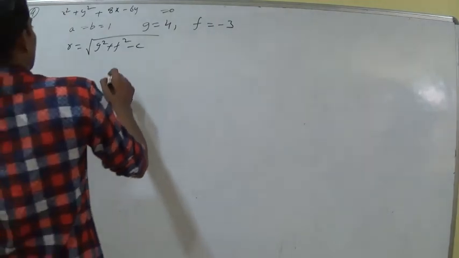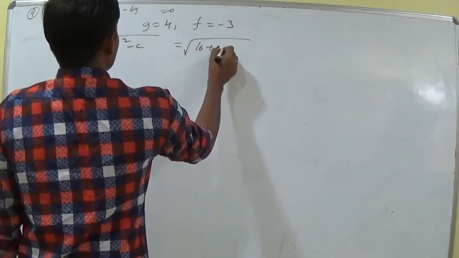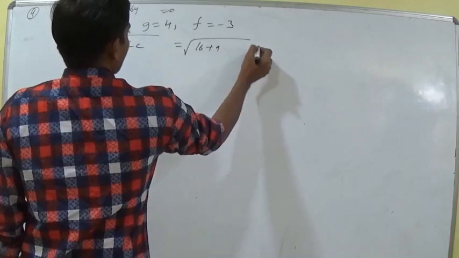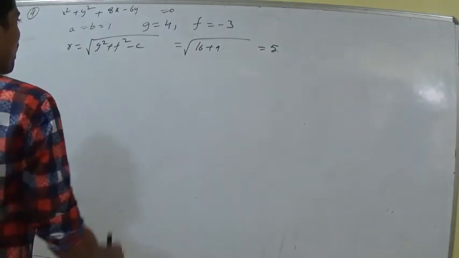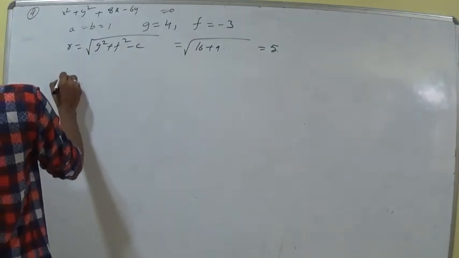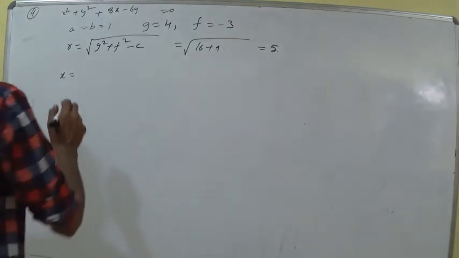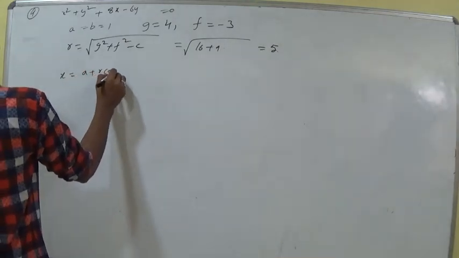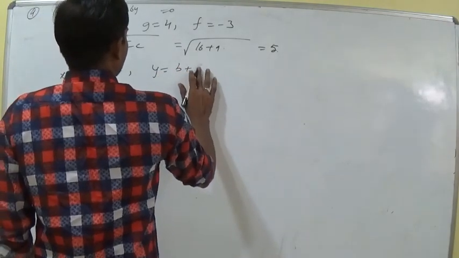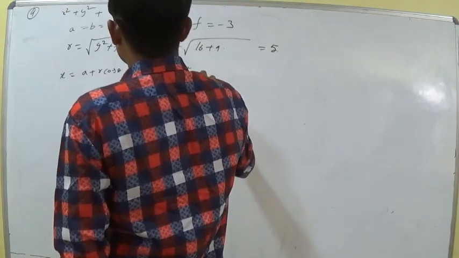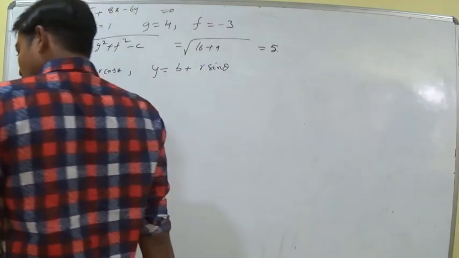So which is equal to square root of 16 plus 9, and c is equal to 0, which is equal to 5. So the radius r is equal to 5. Then the parametric equations of a circle: x is equal to a plus r cos theta and y is equal to b plus r sin theta.